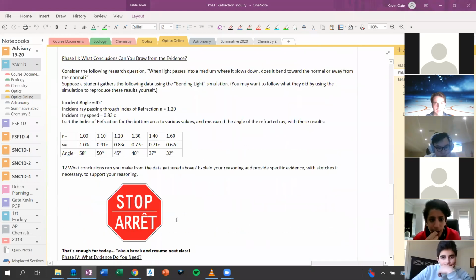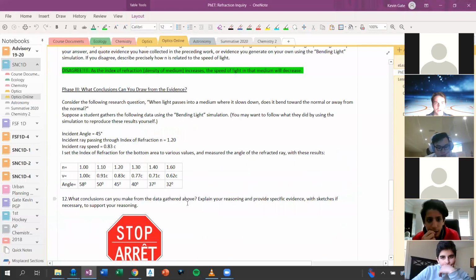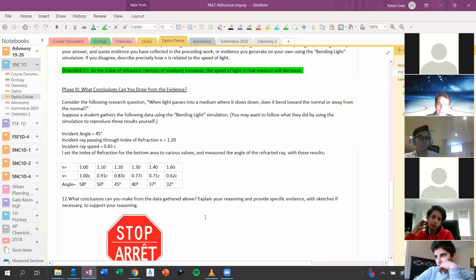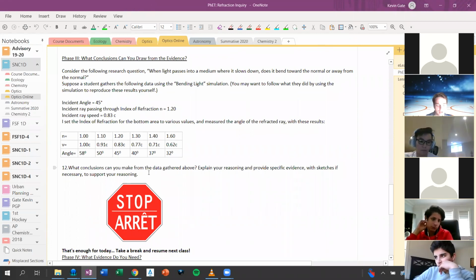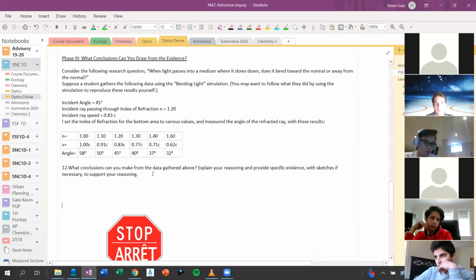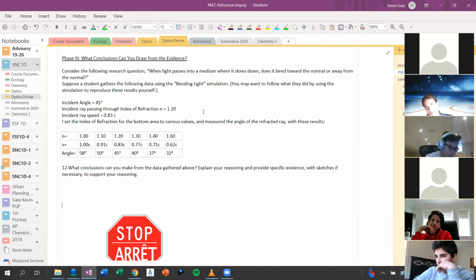So it says, what conclusions can you make from the data gathered above? Explain your reasoning and provide specific evidence with sketches if necessary to support your reason. So ideally, we've got at least a sentence or two here and maybe even a sketch that says, well, based off of the above, we know that when light travels from a less dense to a more dense medium, it slows down. As such, it bends towards the normal. When it goes from a more dense to a less dense medium, it speeds up. And as such, it bends away from the normal.